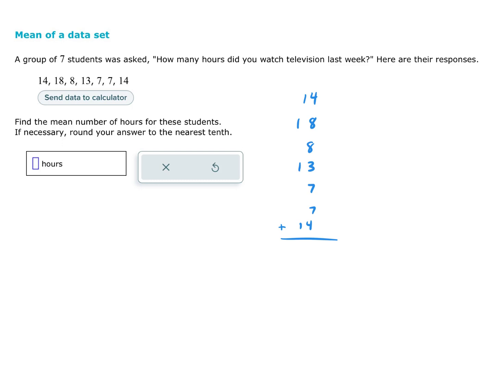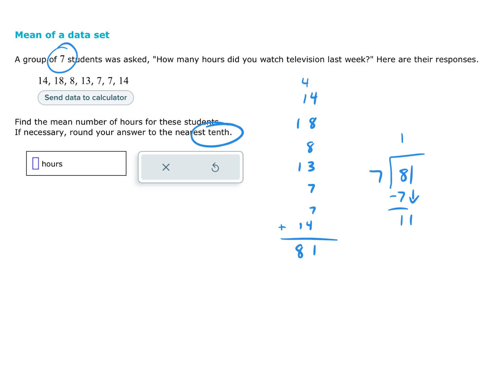Let's see, 16 and 4 is 20, plus 10, 30, plus 11 is 41. 4, 5, 6, 7, 8. So we've got 81. So our total is 81 hours, but now we need to divide that among our 7 students. So we're going to divide by 7. And it does say round your answer to the nearest tenth of an hour. So if we need to, we will do that. In this case, we are going to need to.